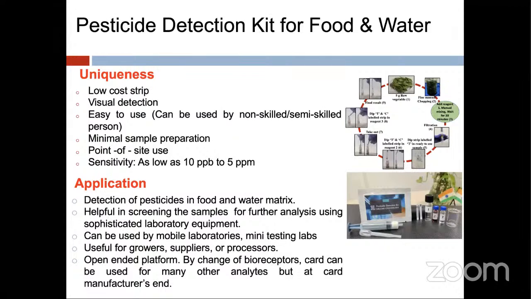We face a lot of problems in export because our food commodities get rejected due to the presence of a high concentration of pesticides. So this kit can be used at the export sites where you can find out whether this pesticide is really high in concentration or not.